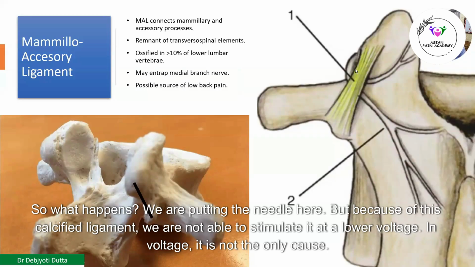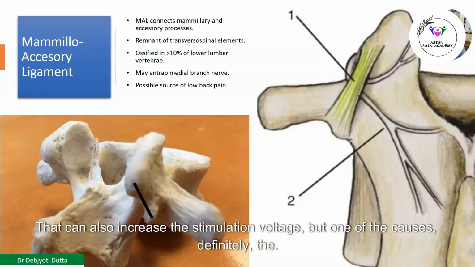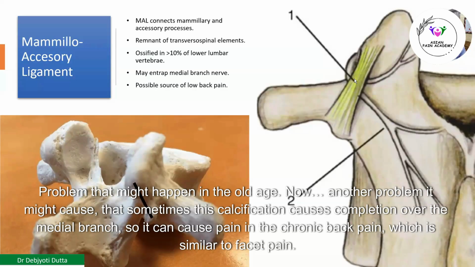In old age, it is not the only cause, but definitely it is one of the causes, because in old age, there could be neuropathy of these nerves as well that can also increase the stimulation voltage. But one of the causes is definitely the ossification of the mammillo-accessory ligament, making it inaccessible. So if you are thinking we are close to the nerve, but actually we are a little away from the nerve. That is another problem that might occur in old age.